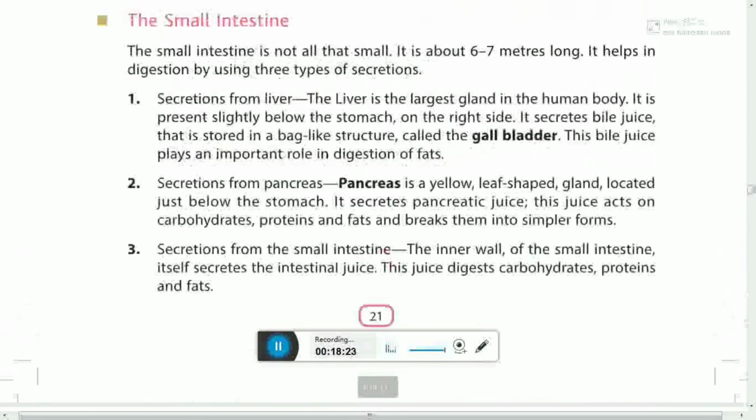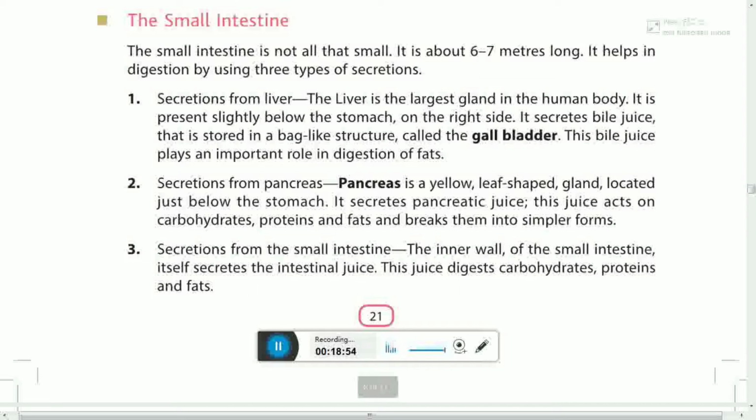First, secretions from liver. The liver is the largest gland in human body. It is present slightly below the stomach on the right side. It secretes a bile juice that is stored in a bag-like structure called gallbladder. This bile juice plays an important role in digestion of fats.